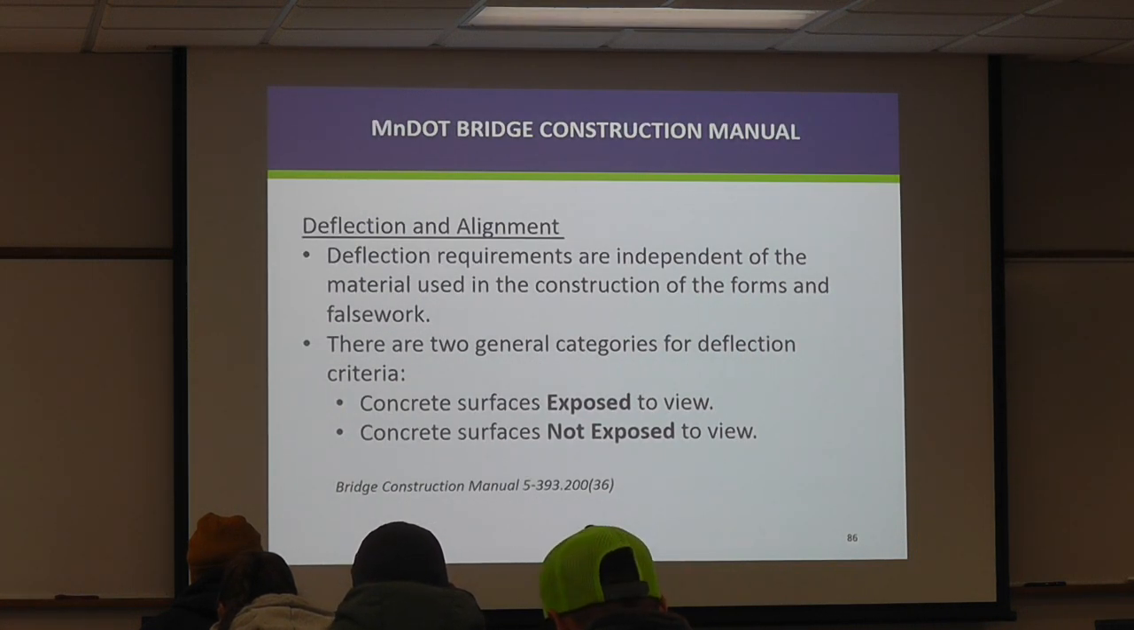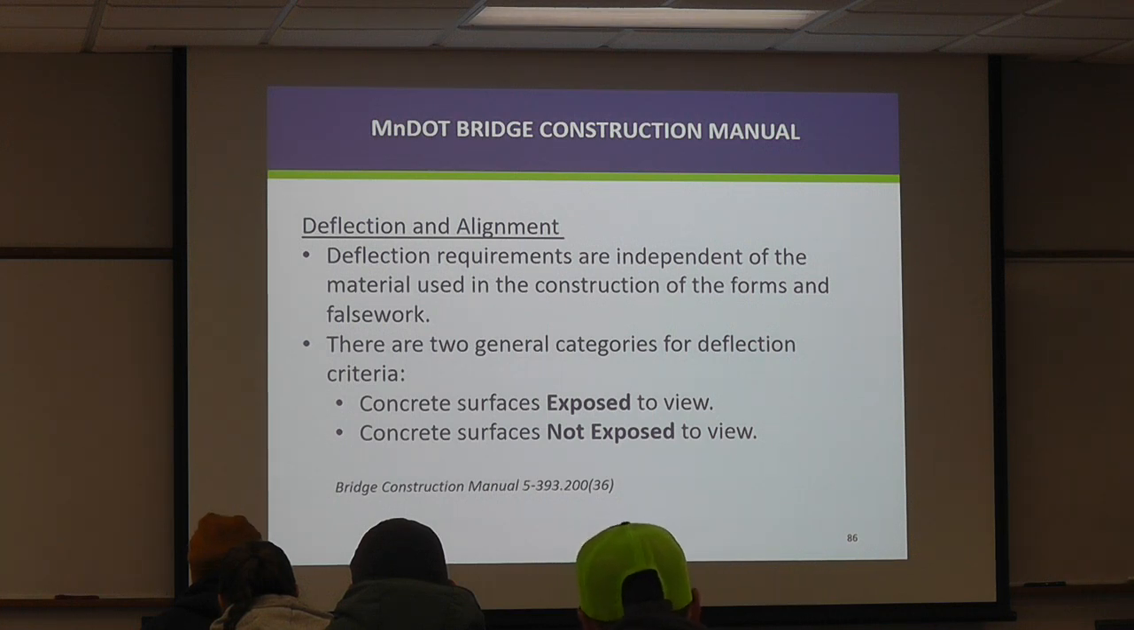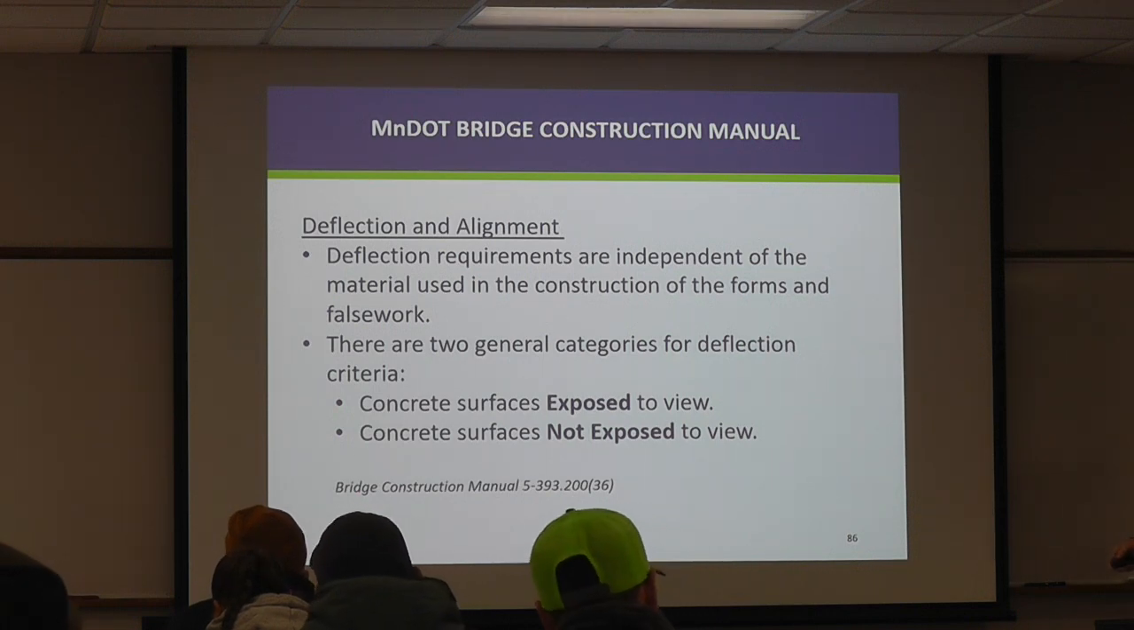The deflection alignment. There's a couple different categories. If we're exposed to view, we want to be a little more critical. If we're not exposed to view, it would be something else. So this is one of the references that the spec book actually references, the bridge construction manual. And so this part of the bridge construction manual in this way is our spec. So I just want you to be aware of that, and I'm going to highlight a couple of things that you might want to remember for later this week.